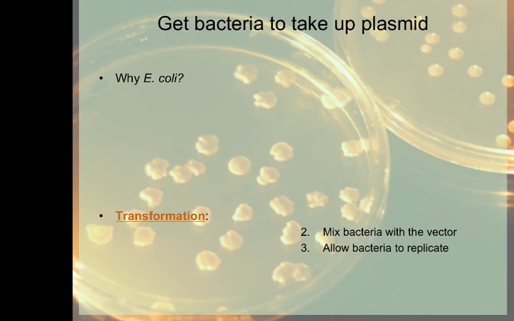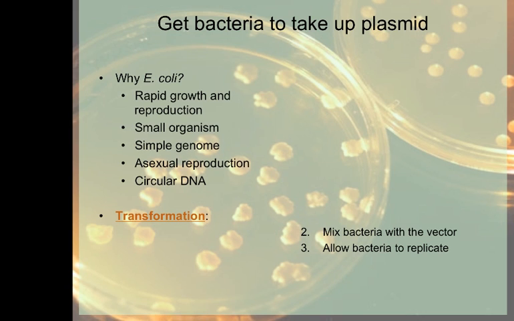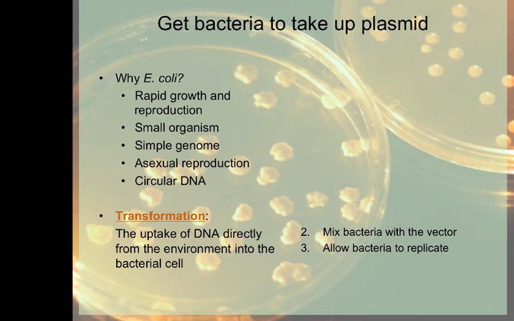In lab, you will be inserting plasmids into the bacteria E. coli. Why E. coli? Well, it's easy to work with. E. coli grows fast. It's small, doesn't take a lot of space. It has a simple genome that we can read easily, and it has circular DNA. It is an ideal organism for genetic transformation. However, we still have to take several steps to get E. coli to be competent. In other words, ready to accept DNA.